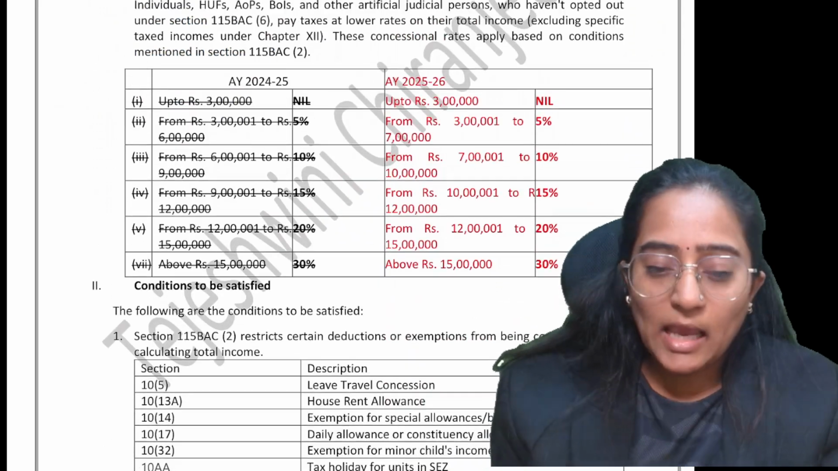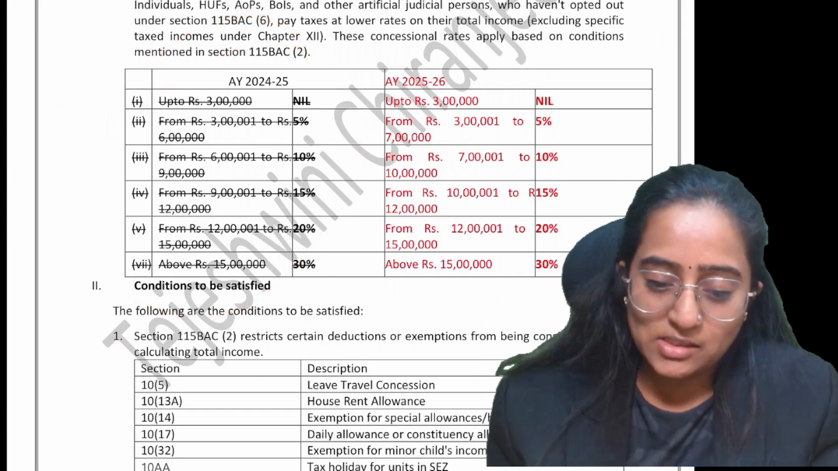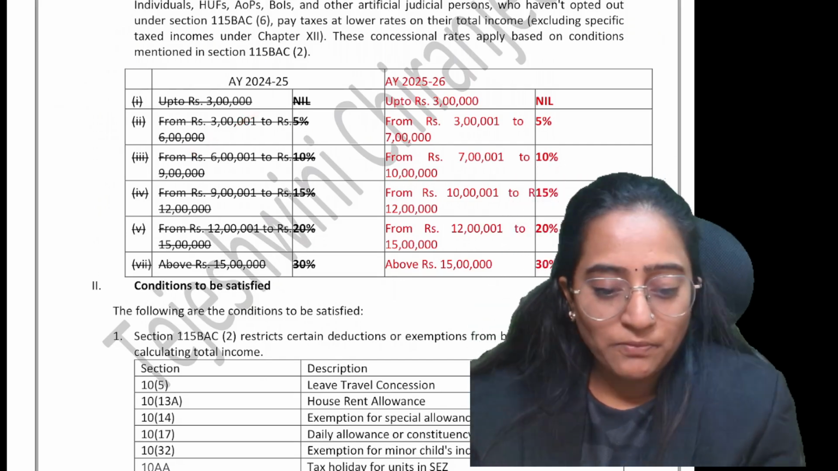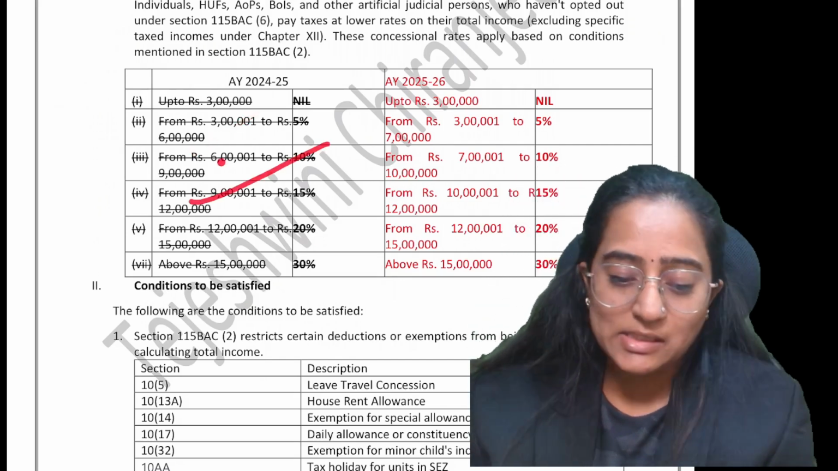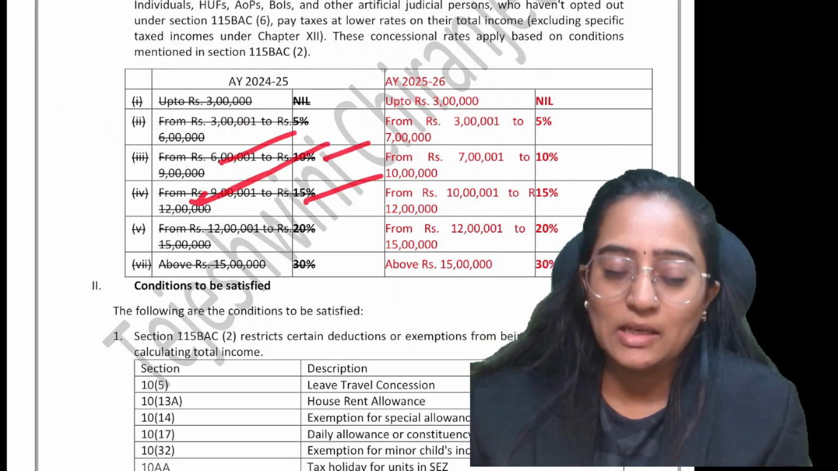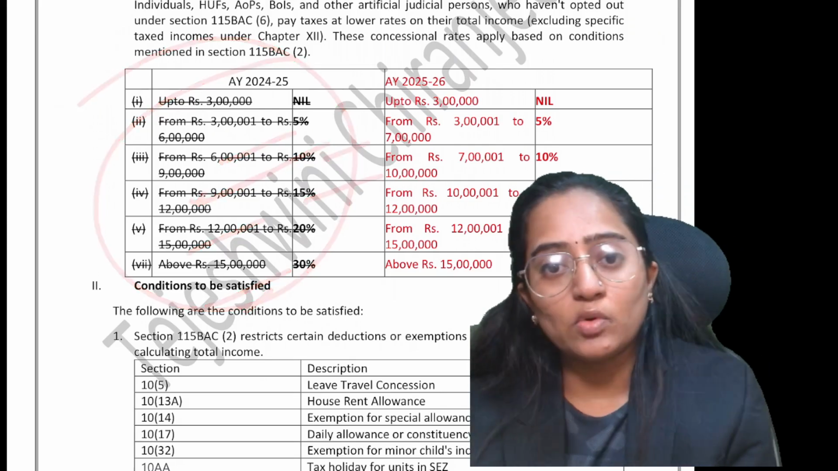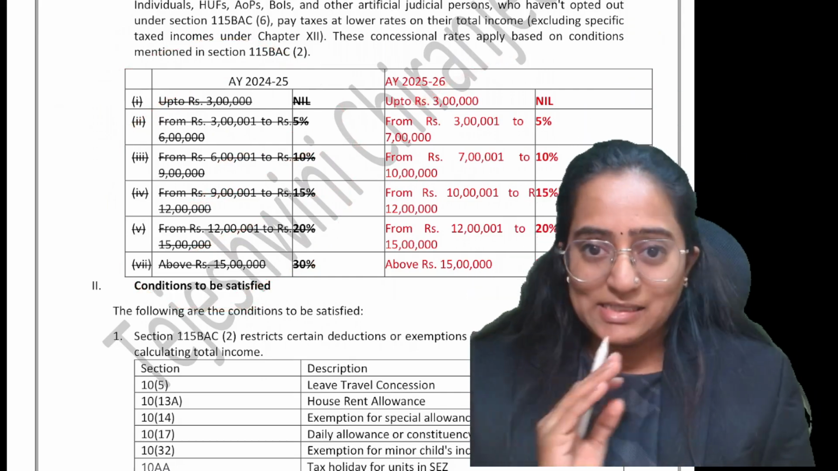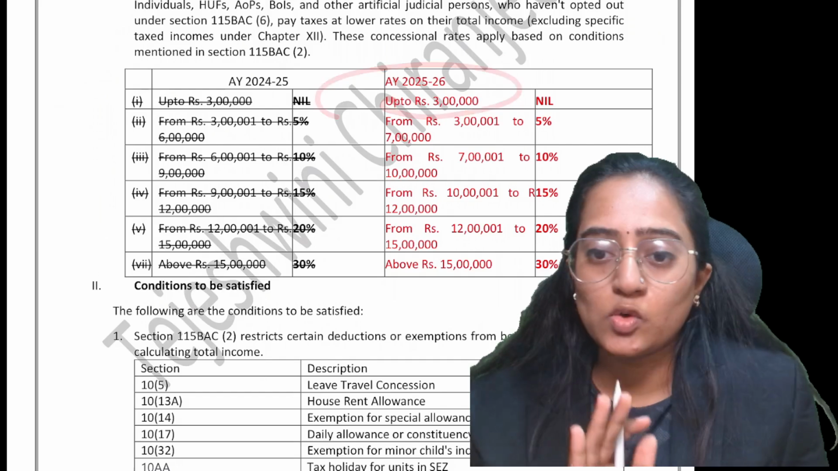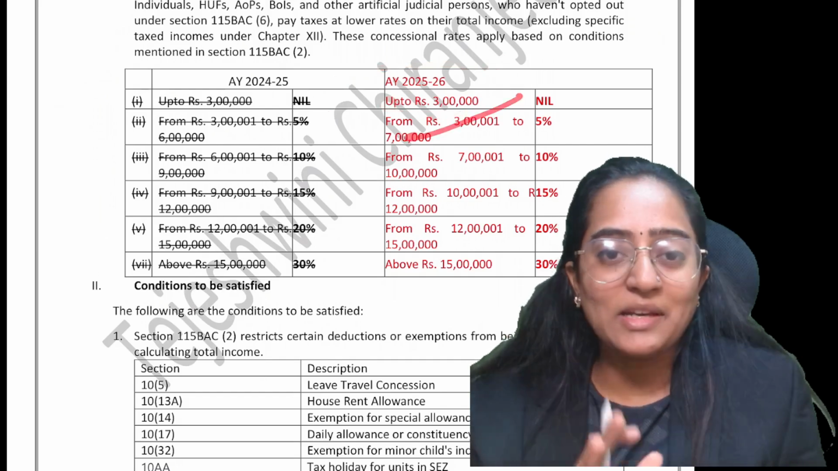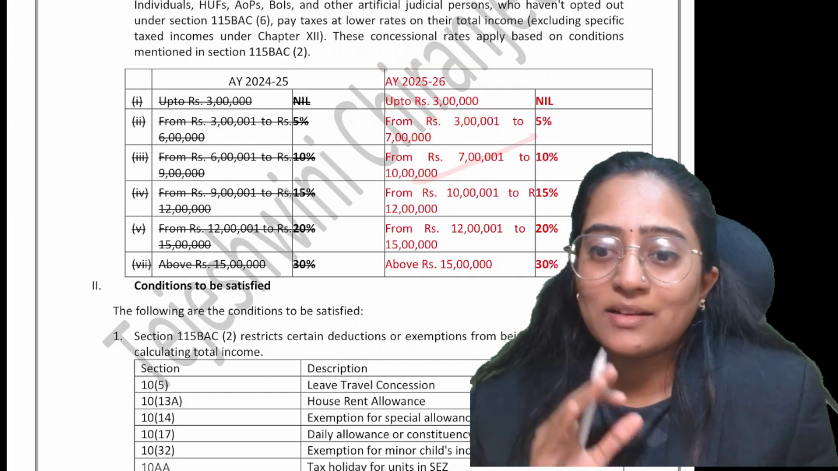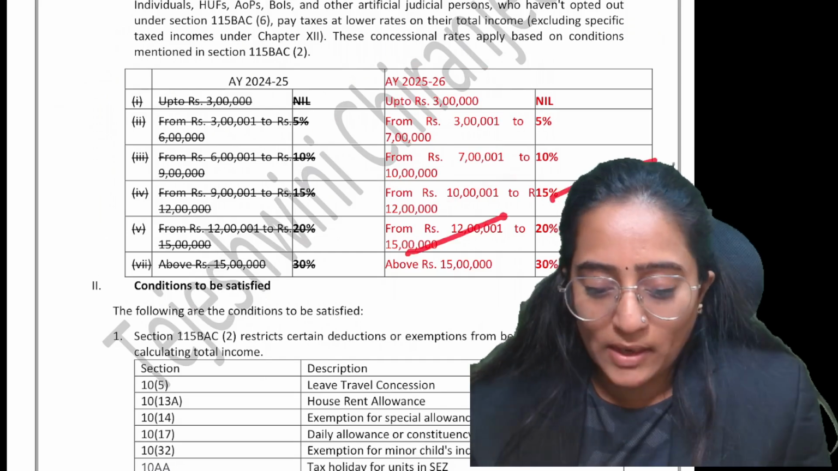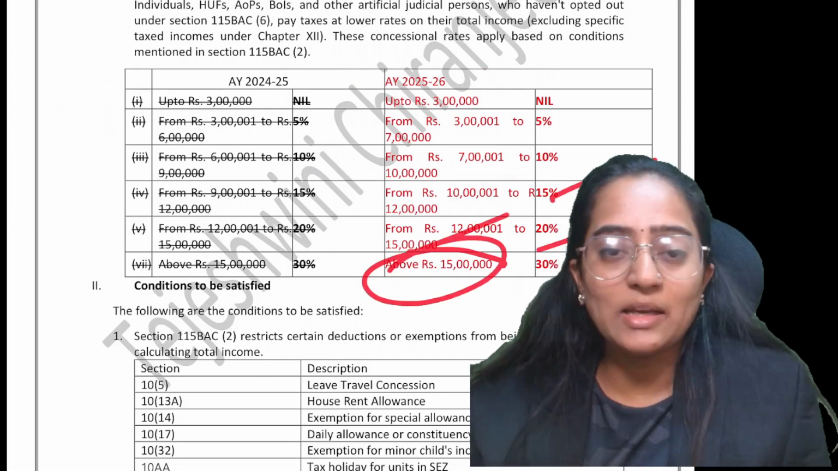In AY 24-25, up to 3 lakh it was nil, 3 to 6 lakh 5%, 6 to 9 lakh 10%, 9 to 12 lakh 15%. This was the earlier provision in AY 24-25. In AY 25-26, up to 3 lakh it is nil, 3 lakh to 7 lakh 5%, 7 lakh to 10 lakh 10%, 10 lakh to 12 lakh 15%, 12 lakh to 15 lakh 20%, and above 15 lakh 30%.